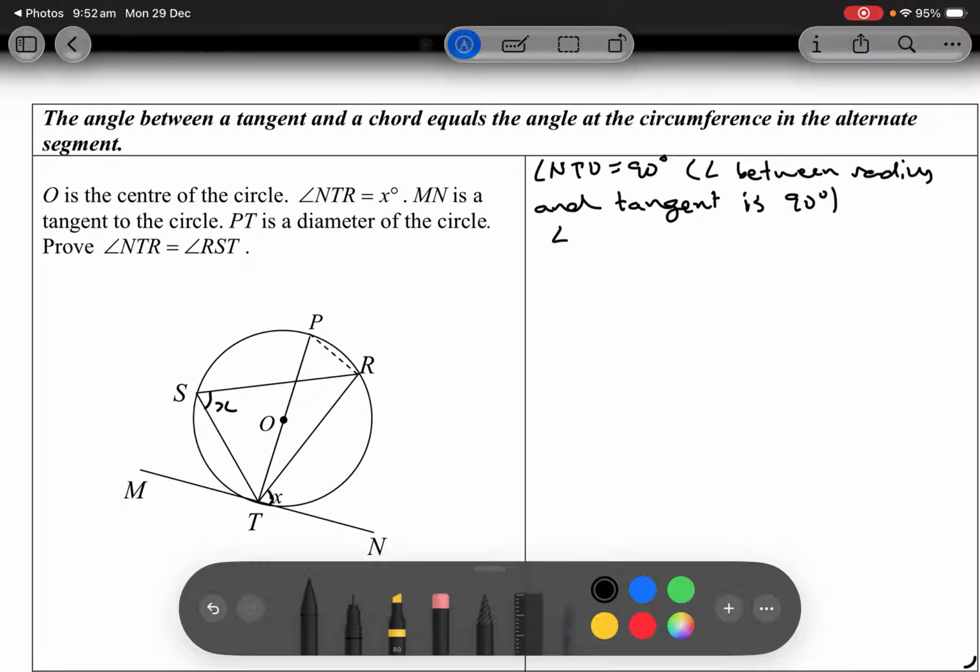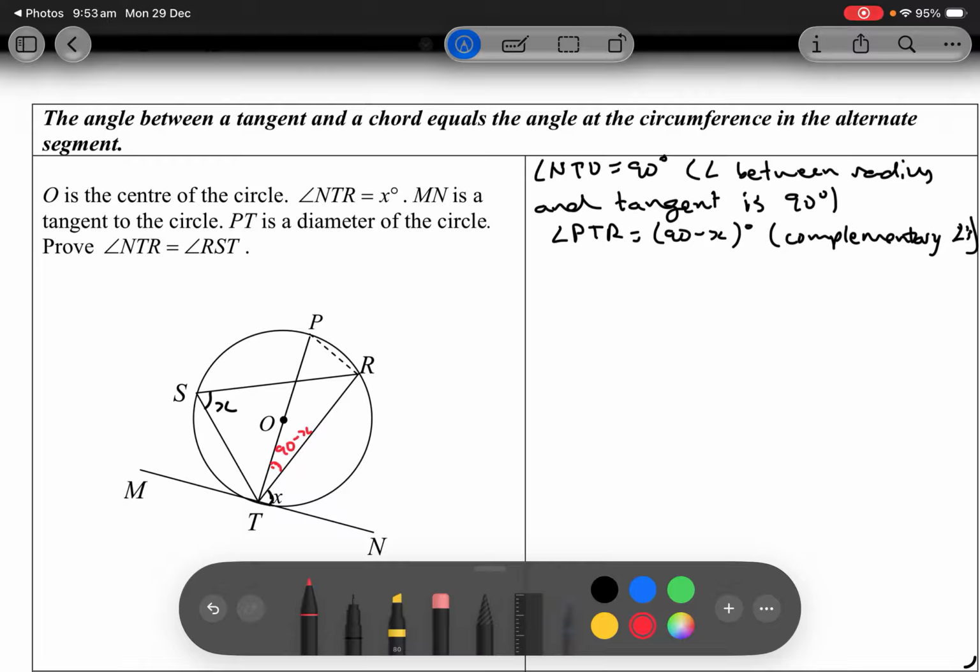So we can say that angle PTR, so this angle in here, we know that because our angle NTO is 90 degrees, that these are complementary angles. So angle PTR equals 90 minus x degrees. And our reason is complementary angles. Okay, now with this in mind, we're just going to leave this here. We're going to label this one as 90 minus x.